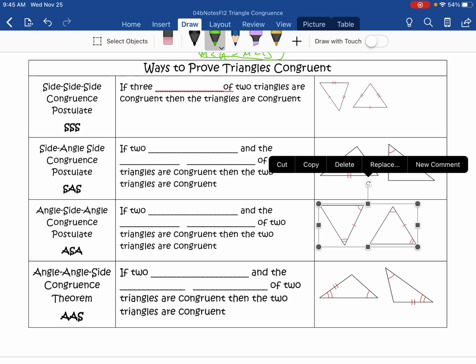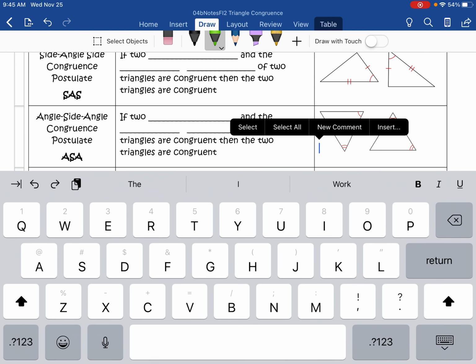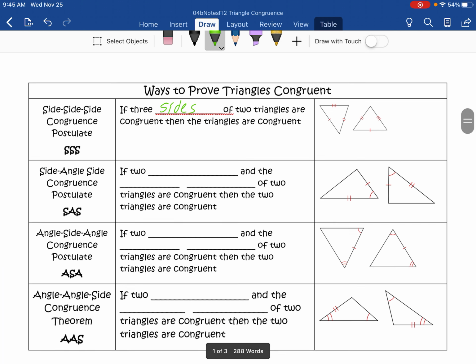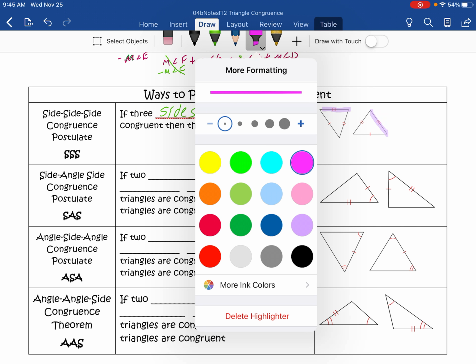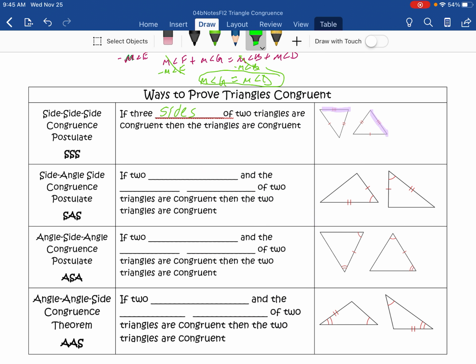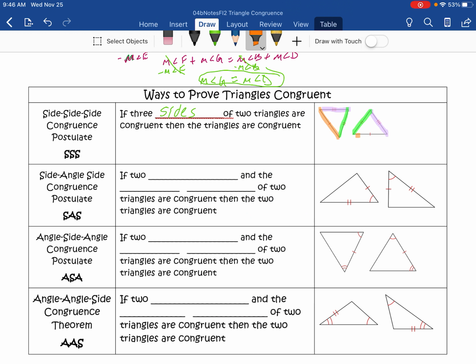We start with side, side, side. Side, side, side just says if three sides of two triangles are congruent, then the triangles are congruent. And I like highlighting the sides that are the same. So here is congruent to here. This one's congruent to this one. And lastly, this guy is congruent to this guy. And that's what side, side, side congruence looks like.